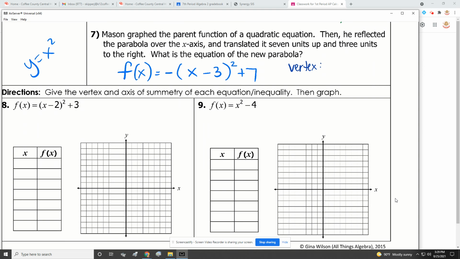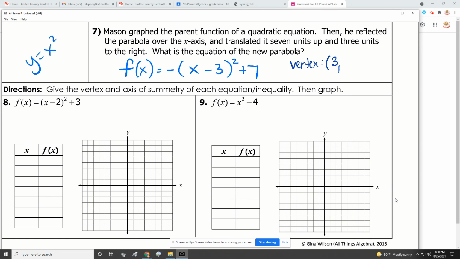So if I'm going to find the vertex from this, so this is in vertex form. The x part comes from inside the parentheses, and you change the sign. So it's going to be, because there's a minus there, it's going to be positive 3. And then the y part comes from outside, and we don't change the sign. So that would be 7.